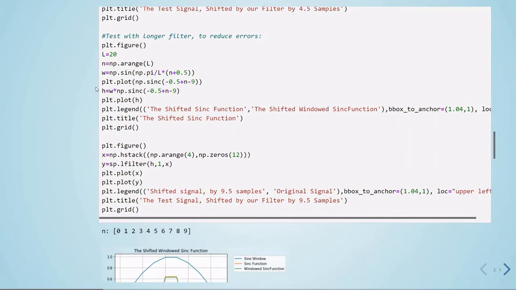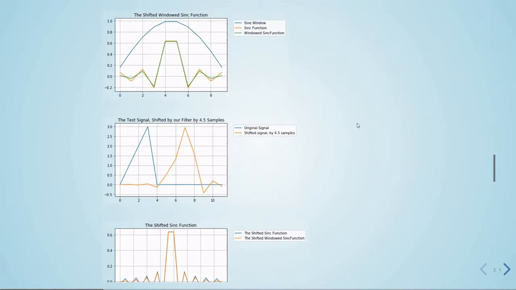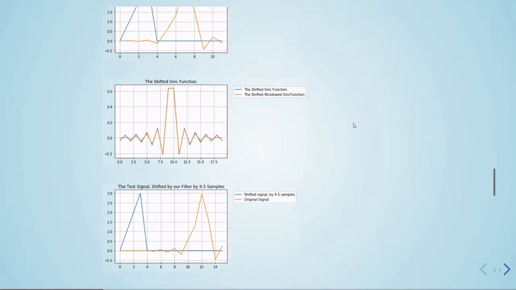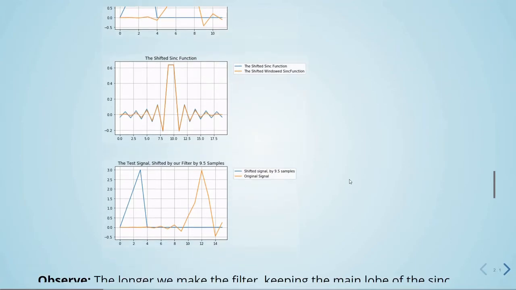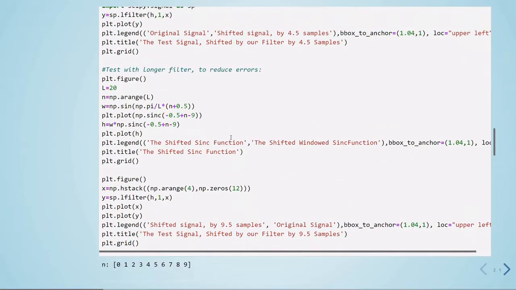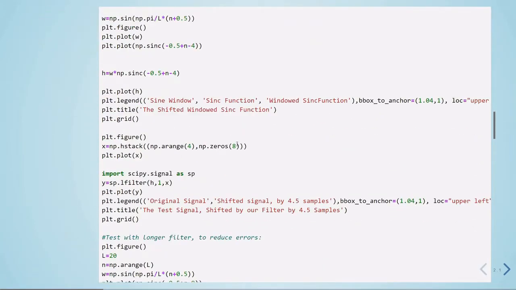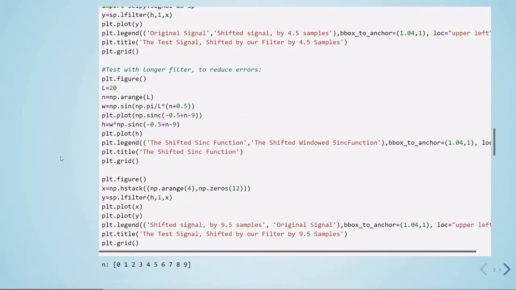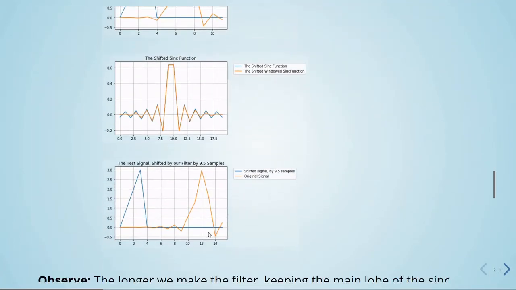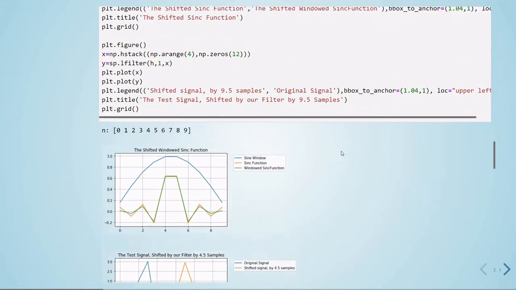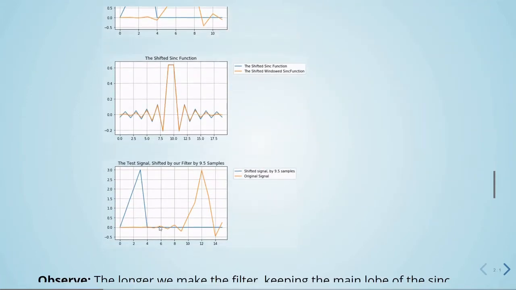So this is our resulting impulse response. We're multiplying our window by our sinc function, and we are plotting now. So this is our test signal, and now we are shifting it by 9.5 samples. So it's just 9 from this N0, and 0.5 is the D, our delay. And now we see that we have shorter errors here.